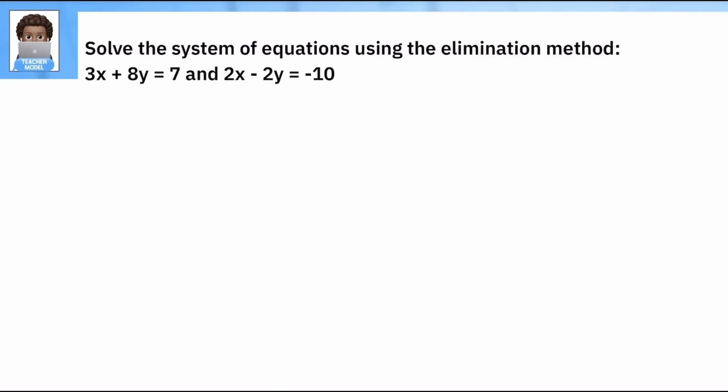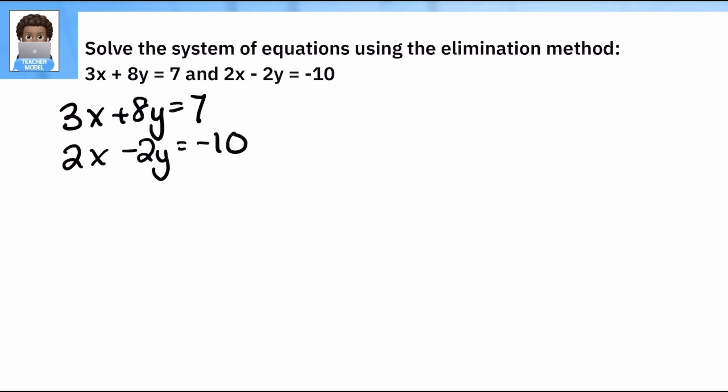So let's go into the next one. Luckily, these are already written in standard form, so it makes it easier to stack. And again, what we're looking for is when we add, do we have 0 pairs? Not here. Not here. No. So this is the problem, and I don't even care about these. I'm looking for my x's and y's. I need to create a 0 pair somewhere. Since we don't have one, we're going to have to do some multiplying.